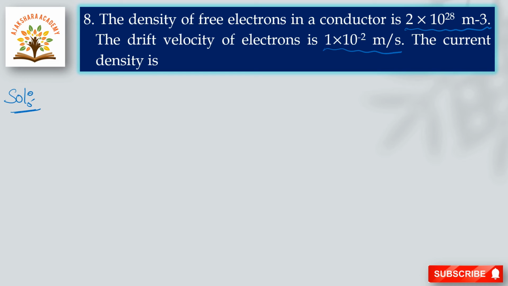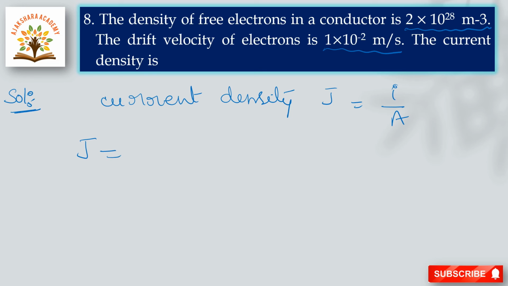Current density J is equal to I by A. So J is equal to NEAVd by A. A gets cancelled. J is equal to NE into Vd.